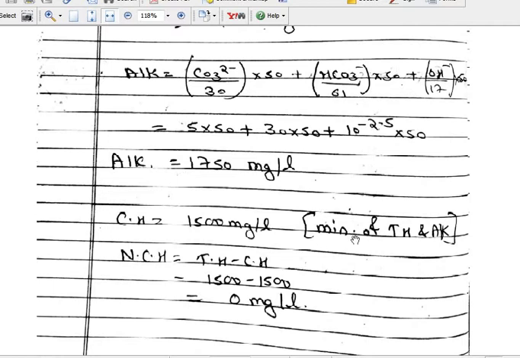Now carbonate hardness, we know that it is the minimum of TH and alkalinity. So TH was 1500 and alkalinity is 1750. So definitely the smaller value, 1500 mg per liter, is your carbonate hardness. And NCH is 1500 minus 1500, so it is 0. Again you can see when the solution is highly alkaline, your non-carbonate hardness becomes 0.